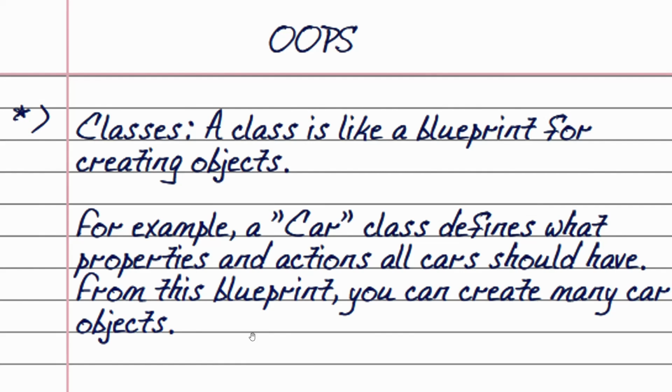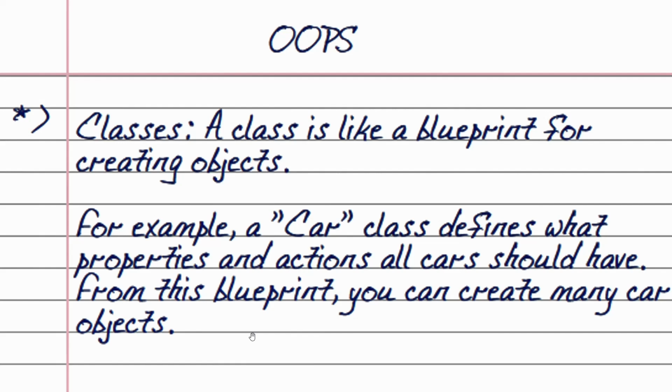So the class defines the blueprint of a car. Let's say the shape of the car, the design of the car, how many people can sit in this car. These are the properties. And what is the topmost speed of the car, and how we can stop the car, and so on, many more actions. These are all the actions of the car. So from this information we can create different car objects.